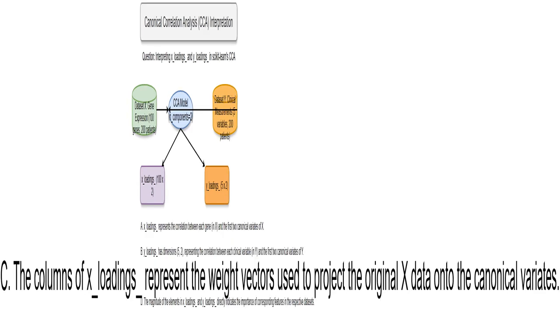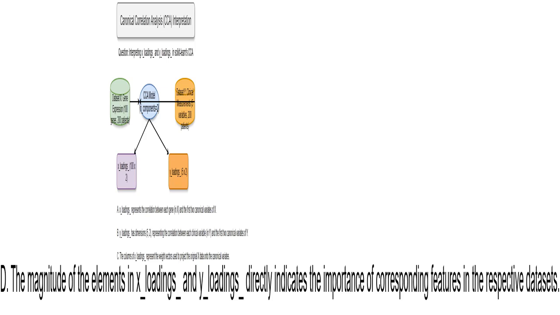This is true. The X_loadings_ are essentially the formulas for calculating the new canonical variates from the original gene expression data. Each column represents a separate canonical variate, and the entries within each column show how much each gene contributes to that particular variate.